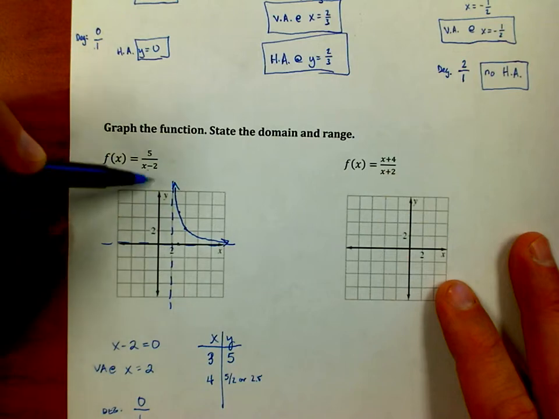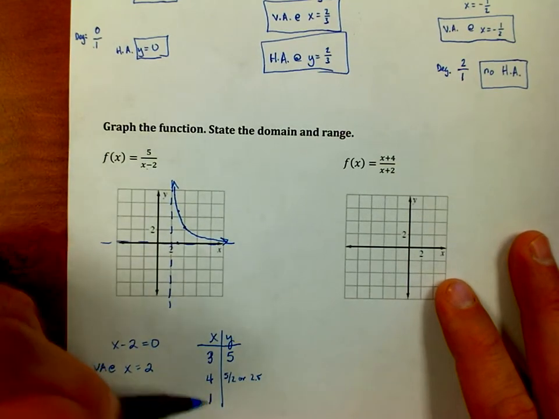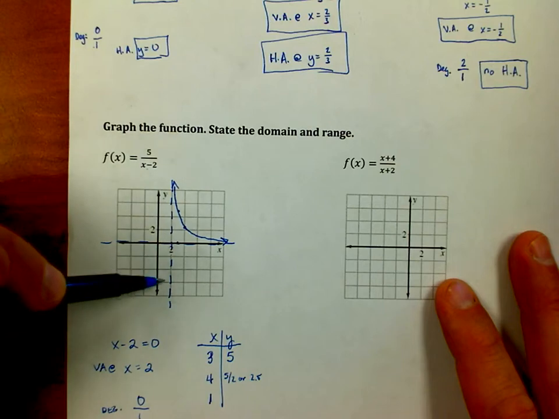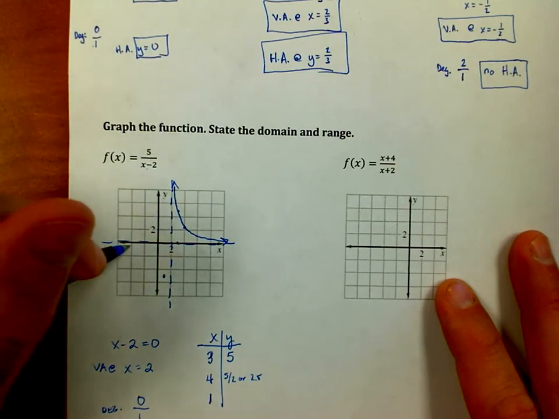In other words, what happens if I choose a point like 1 or 0? Okay, if I choose 1, 1 minus 2 is negative 1. 5 divided by negative 1 is negative 5. So now I'm down here. And I can see that the thing basically just mirrors itself.